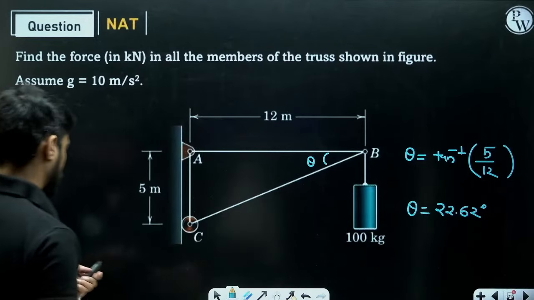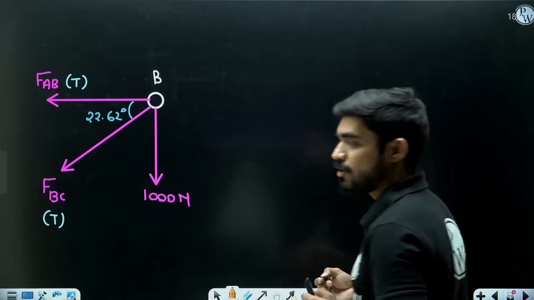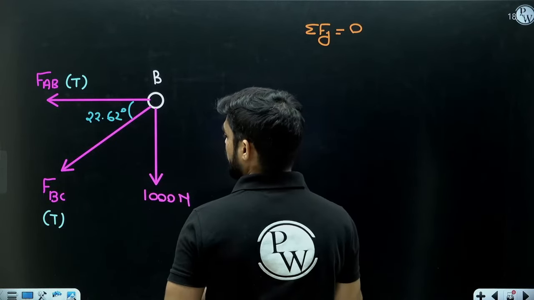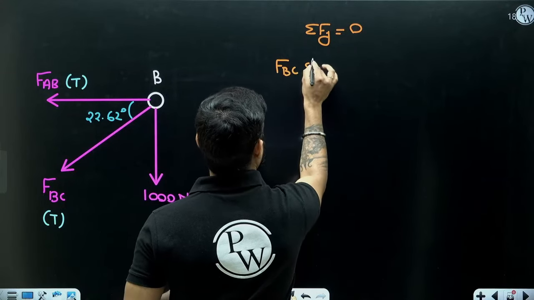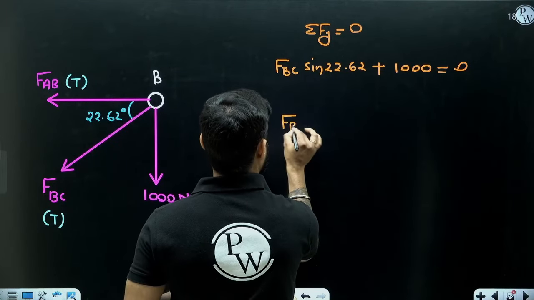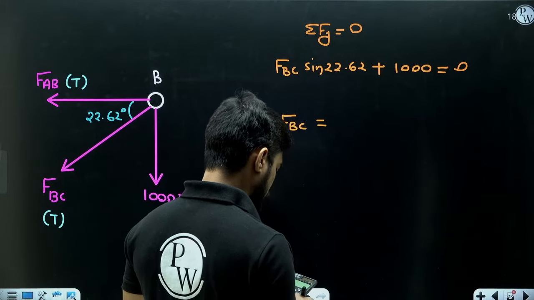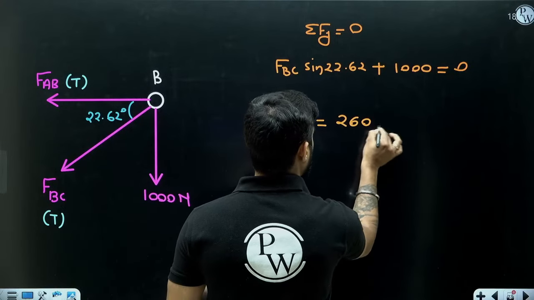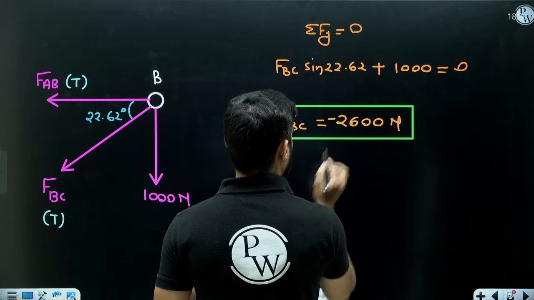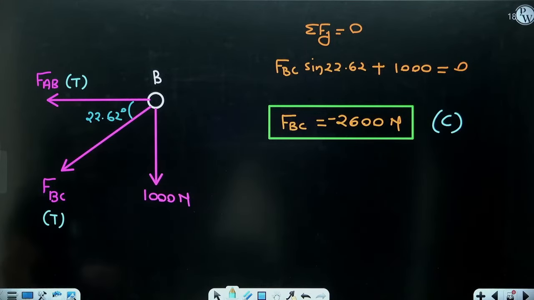Okay, so this is 22.62 degree. So here you have two equilibrium equations. Summation of Fy equal to 0 will give you FBC sine 22.62 plus 1000 equal to 0. So FBC is equal to how much? 1000 divided by sine 22.62, which is around 2600 Newton. And it will be negative. So we have assumed it to be tensile, but we are getting negative answer. So this is compressive. Okay.